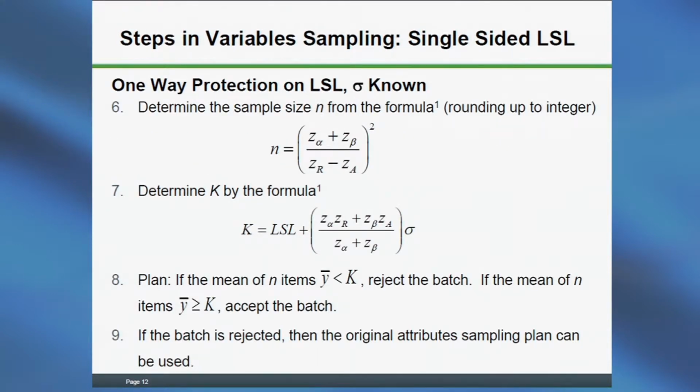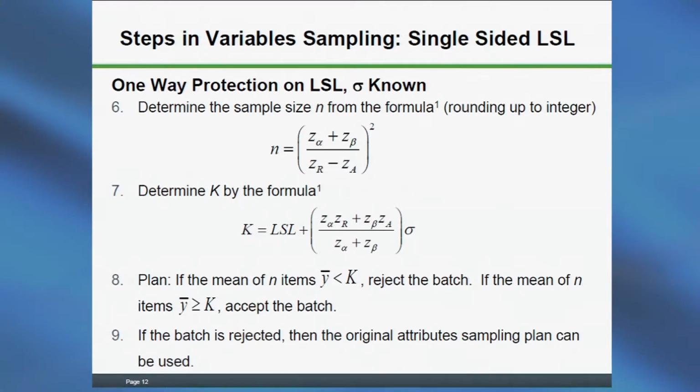These formulas show you how to calculate the sample size. These formulas are derived in Schilling's book, which is referenced at the end. They're also derived in Burr's book, Quality Control. You can see that the formula for the sample size depends strictly on the alpha-beta risk and the difference between the standard normal variates for the rejectable and the acceptable quality levels.